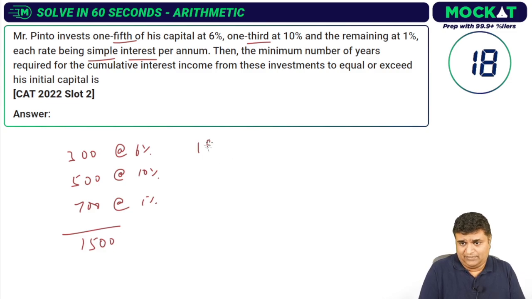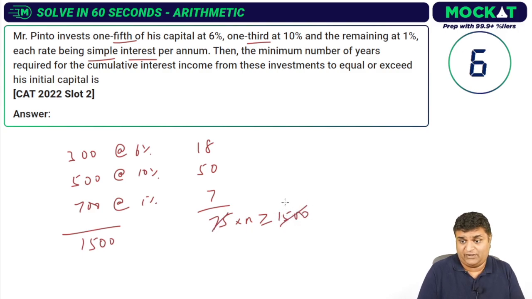3 6 are 18, that's the interest income. 5 10s are 50. In 1 year, 7 1s are 7. Add this up and I get a 75 in 1 year. Into n years should be greater than or equal to 1500. 75 divide over here and I get a 20. N should be greater than or equal to 20. And I mark that, right?